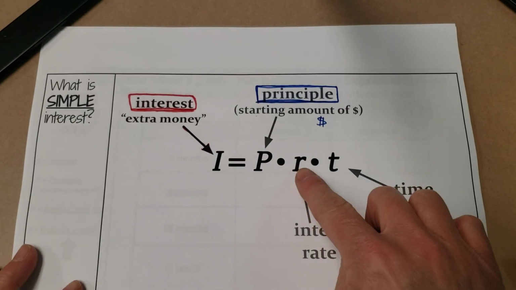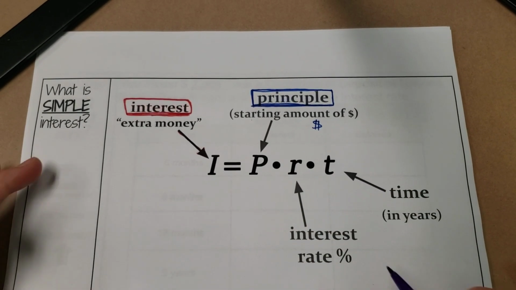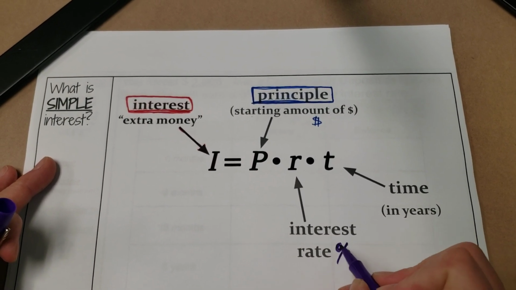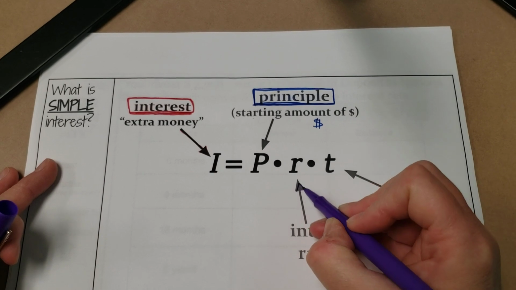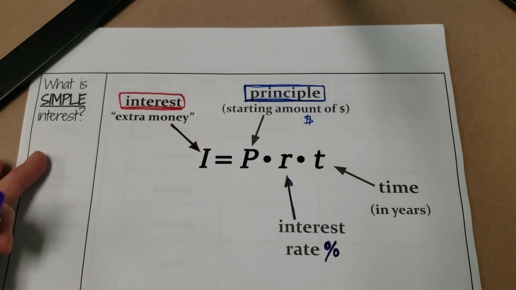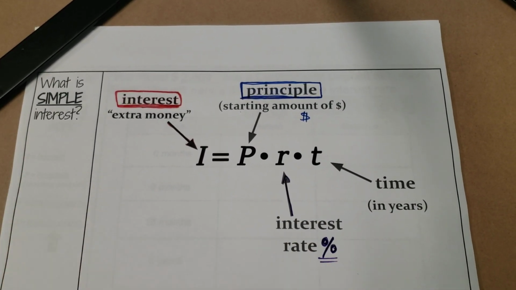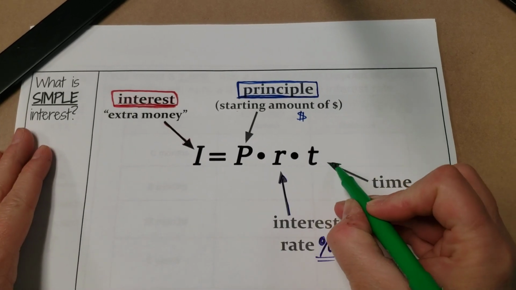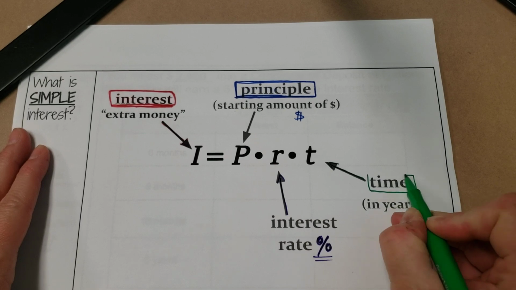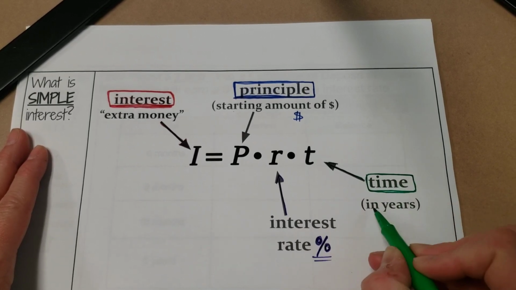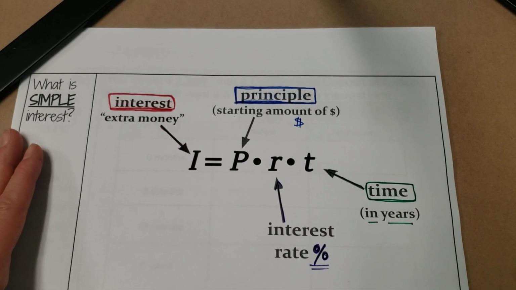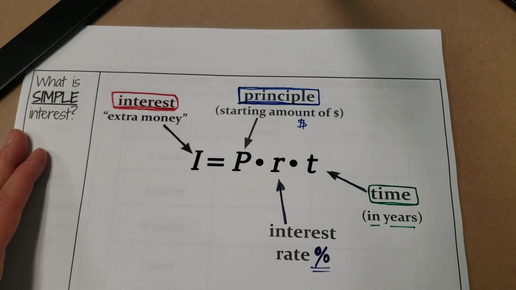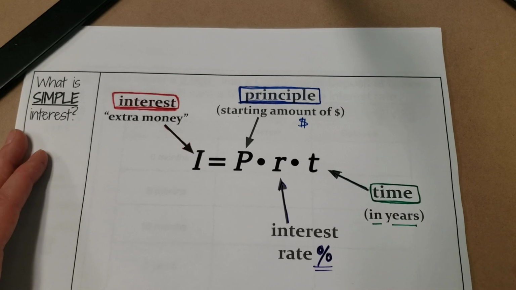Then we have R, that represents rate. And interest rate is calculated as a percentage. So we'll write interest rate percent, and we'll draw an arrow right there to the R. And then lastly, the T, that represents time. So time is always calculated in years. That's really important because if it's less than a year or longer than a year, we'll have to convert that time into years.